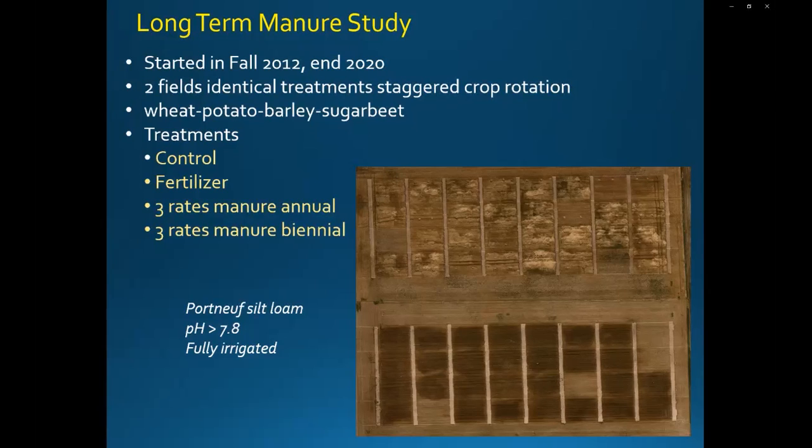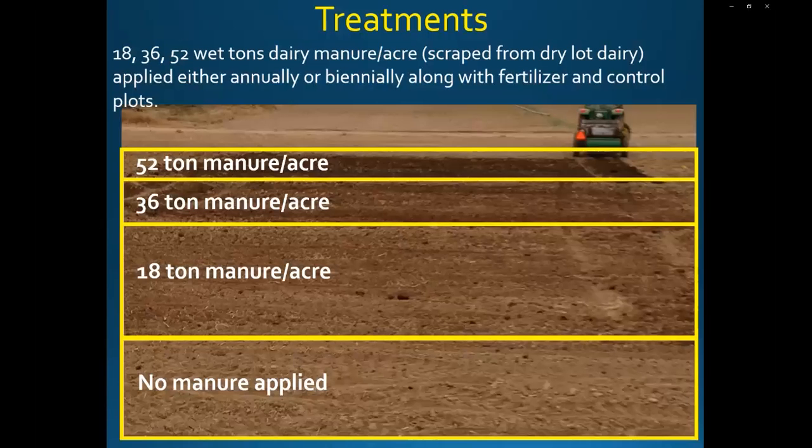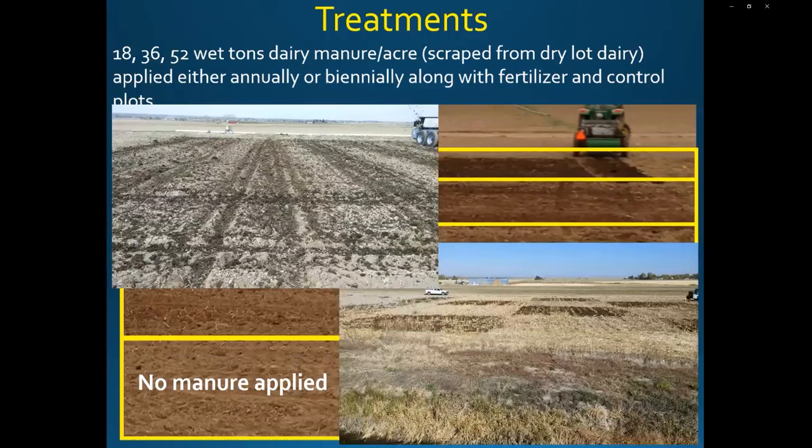And this field is located in southern Idaho, so it's a Portneuf silt loam. We have a pretty high pH, close to 8. And everything is fully irrigated because we do not get much precipitation during the growing season. So our manure treatments were 18, 36, and 52 wet tons of manure per acre. You can kind of see here a little bit what those treatments look like.